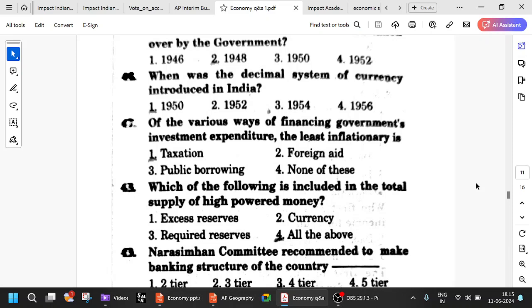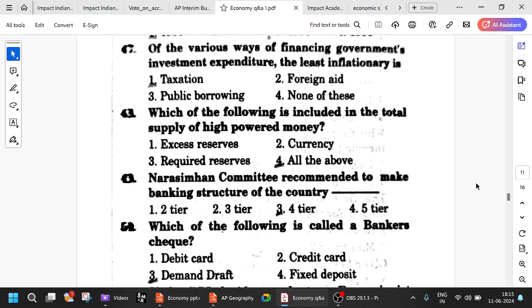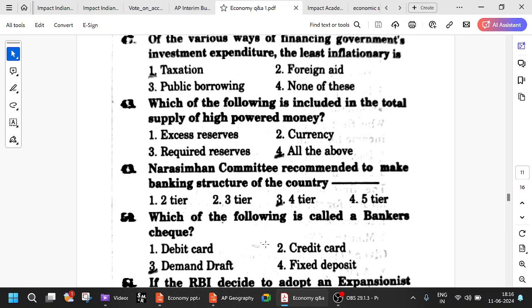So which of the following is included in the total supply of high powered money?